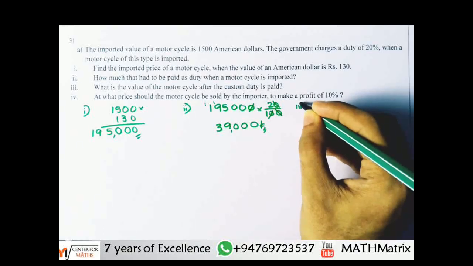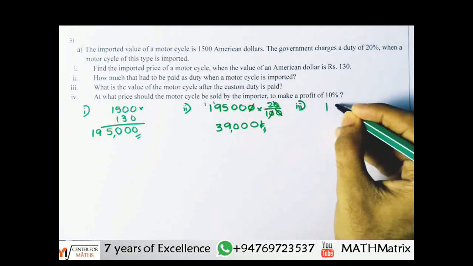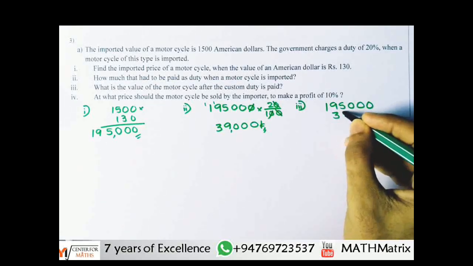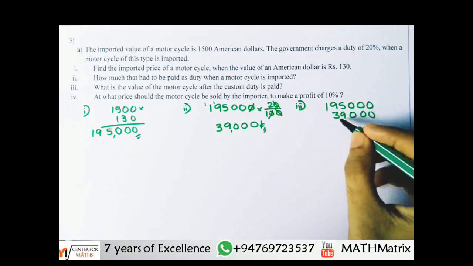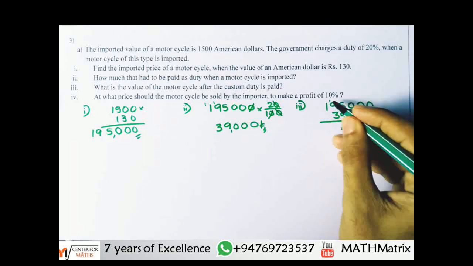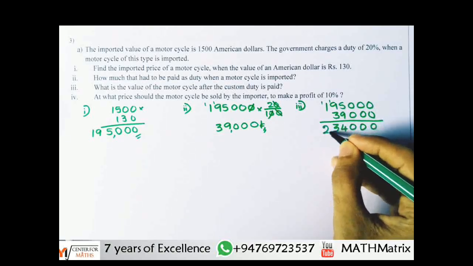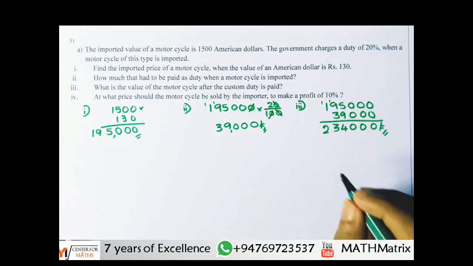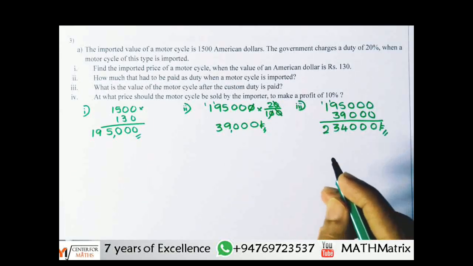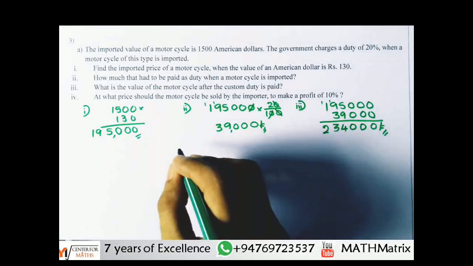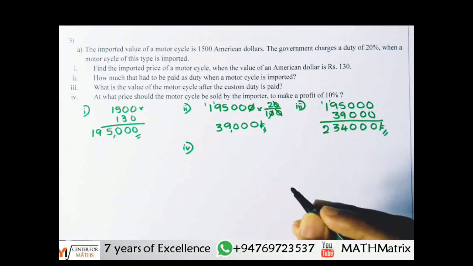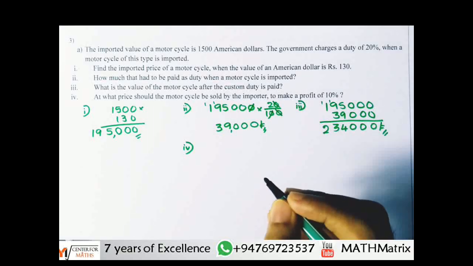Okay, for that what we have to do? Yes, we have to add them both. The initial amount and now after the custom duty paid, again they'll add this. 5 plus 9, 14, 13, 2,34,000 rupees. That means now the current price of the particular vehicle is 2,34,000 rupees. And the fourth one, read the fourth one carefully. At what price should the motorcycle be sold by the importer to make a profit of 10%?